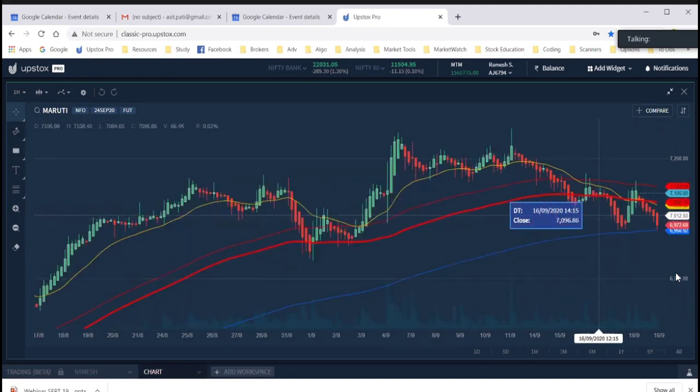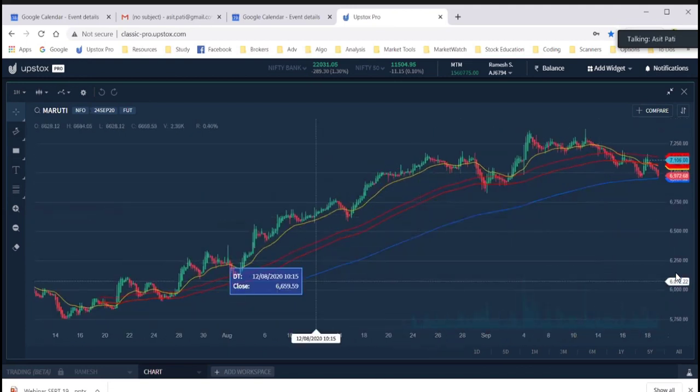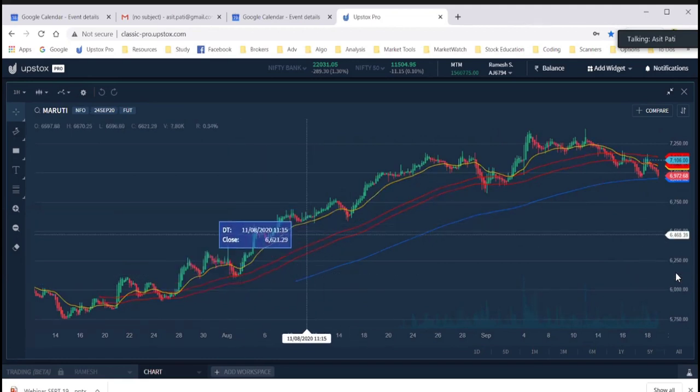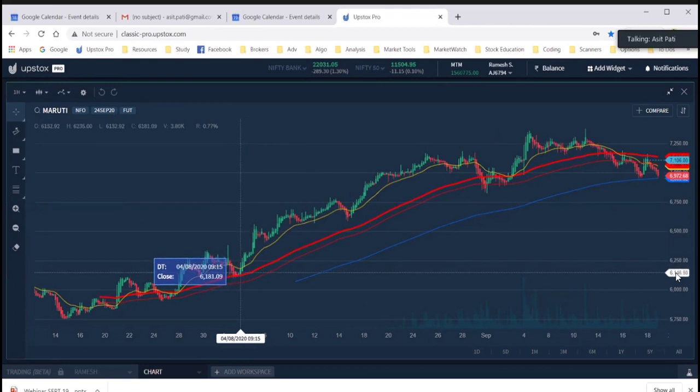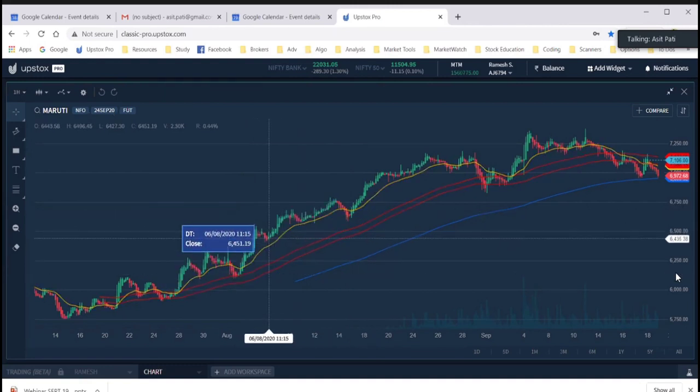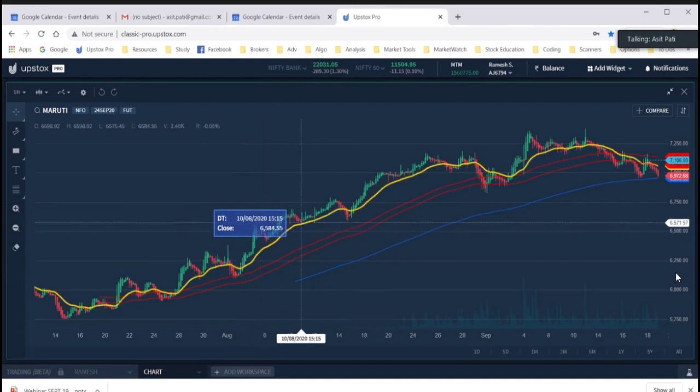Where else? Look at this candle when the first time it has gone above 89 EMA. From this point it is around 6,163, and it has given an exit here around 500 points in Maruti, which is decent. Even if this is not what you want, two candles done, maybe you want to exit, make an exit.